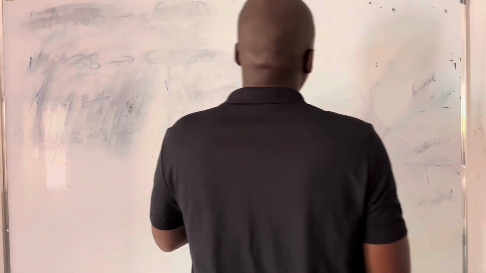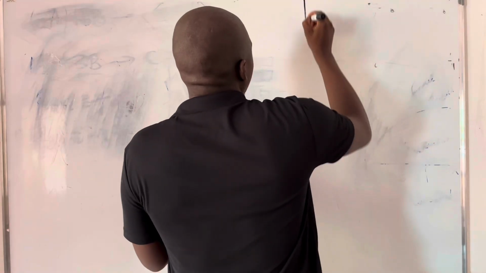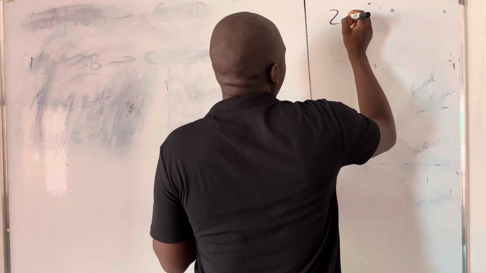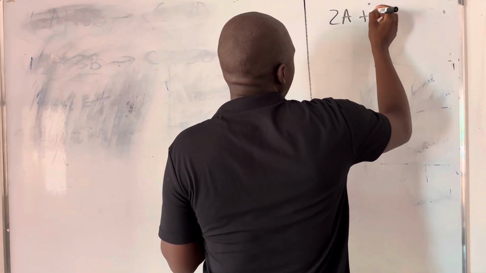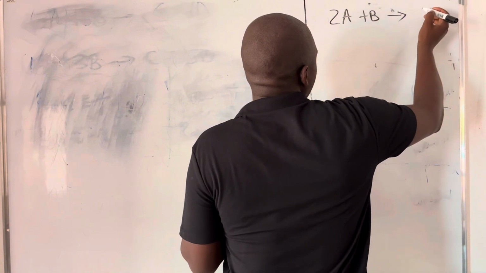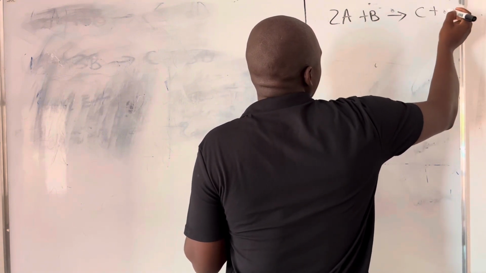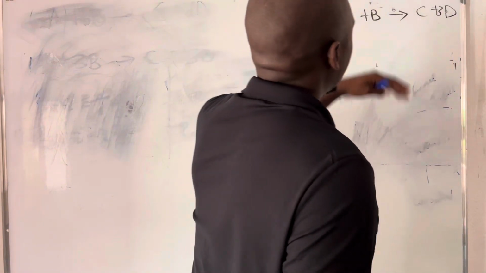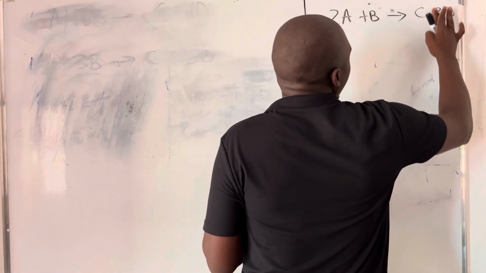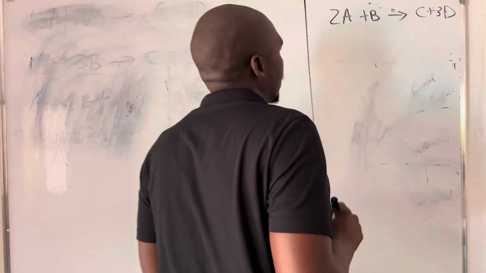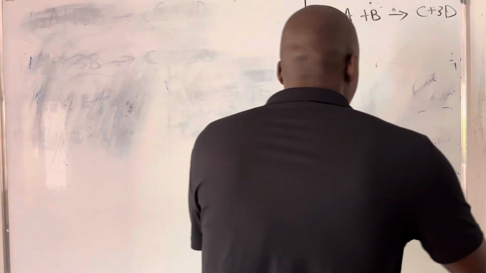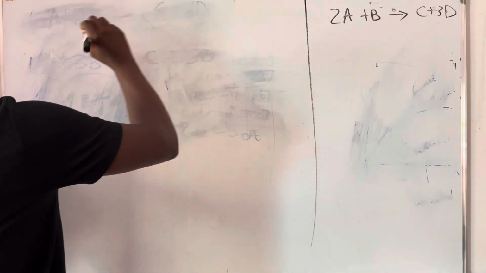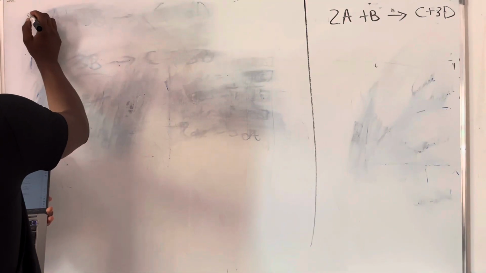All right. So consider this equation. Let's say you have a reaction like this, 2A plus B to give us C plus 3D. Let me write it nicely. Plus 3D. Write the rate. How will the rate look like? So when you do that, as you're working that one out, I will be writing another question here.